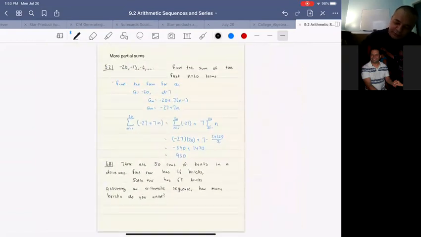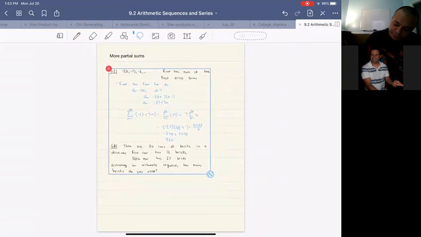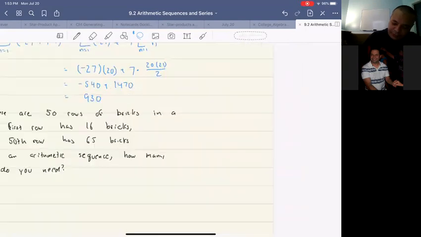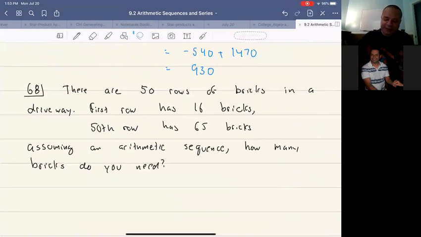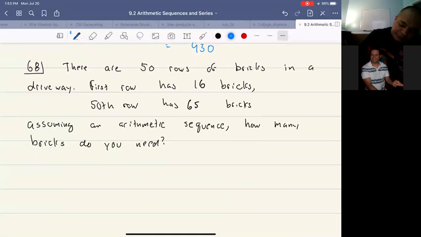Okay, looks ridiculously too large. Okay, so assuming that it's an arithmetic sequence, how many bricks are you going to need? Let me write that 16 a little better, 65 a little better. Okay, so this means that you have a sub 1 equals 16, a sub 50 equals 65. So now let's find our D.